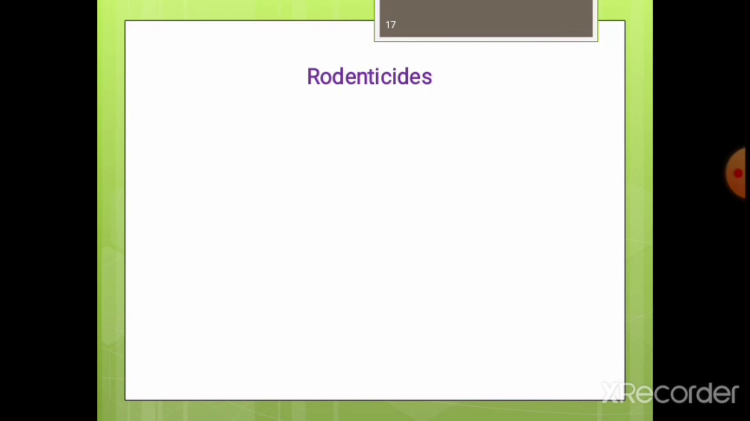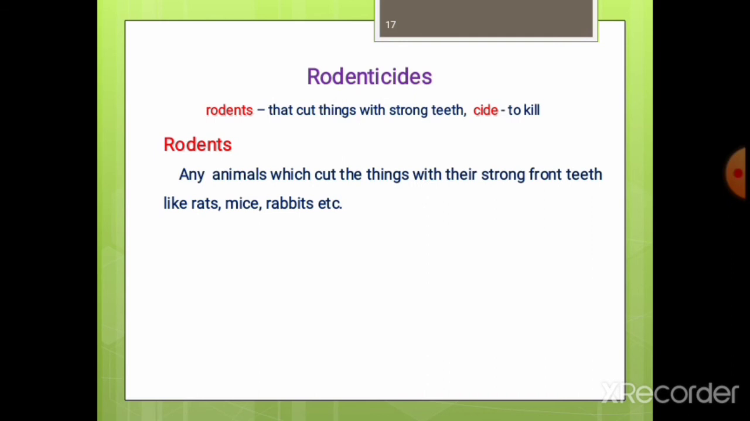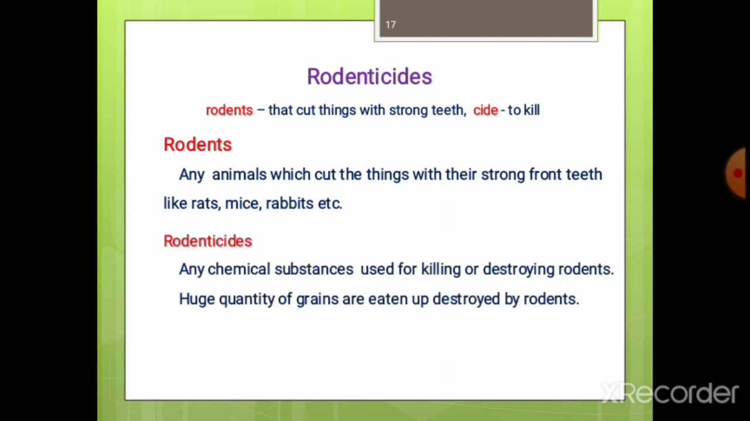Next we have to see rodenticides. Rodents are animals that cut things with their strong teeth, and cide means to kill. Examples of rodents are rat, mice, rabbits, animals which cut things with their strong front teeth. Those front teeth are very helpful for cutting things. And what are rodenticides? These are again chemical substances which are used for killing or destroying rodents.